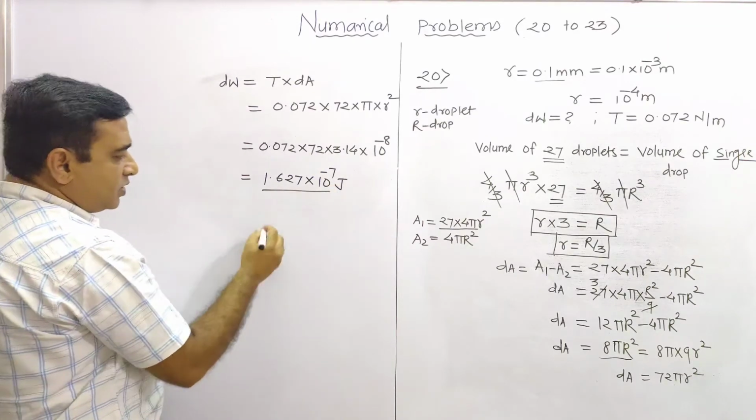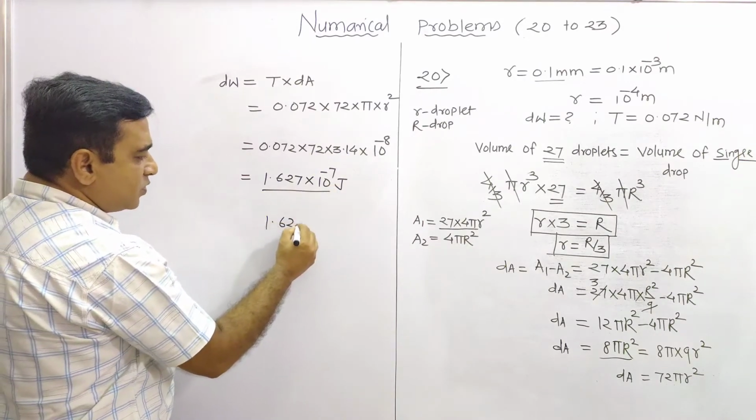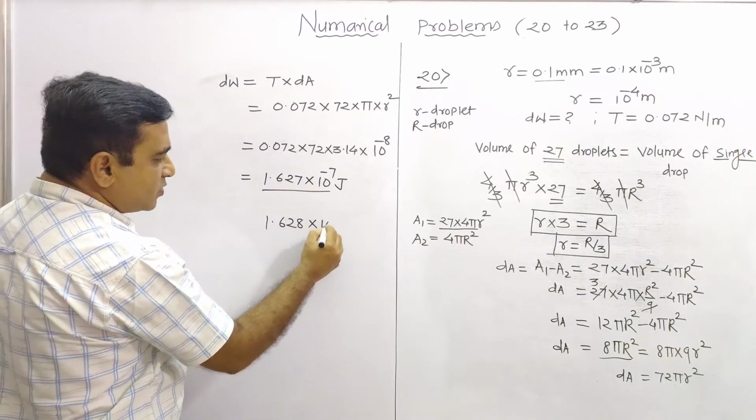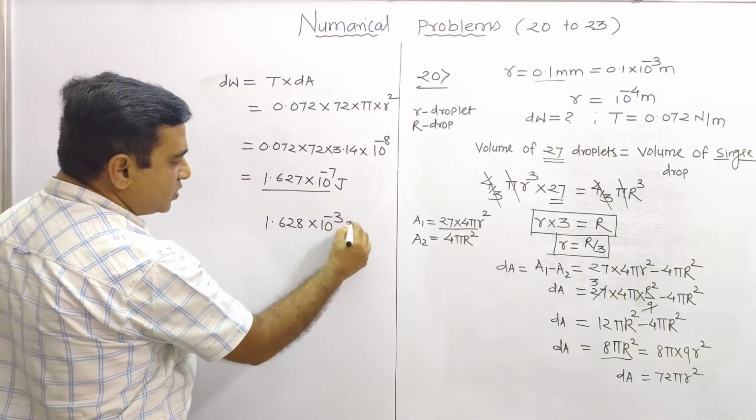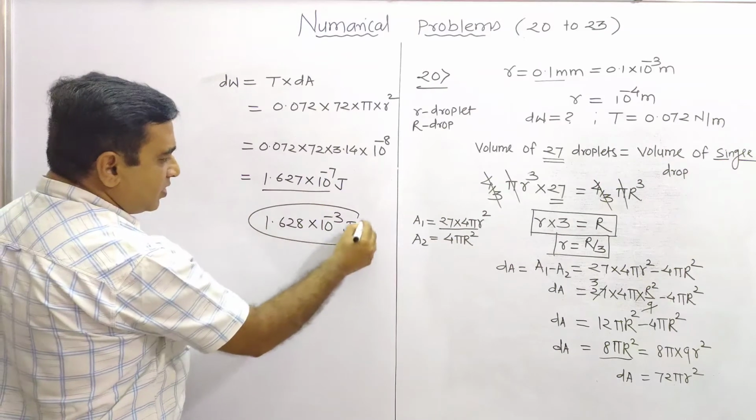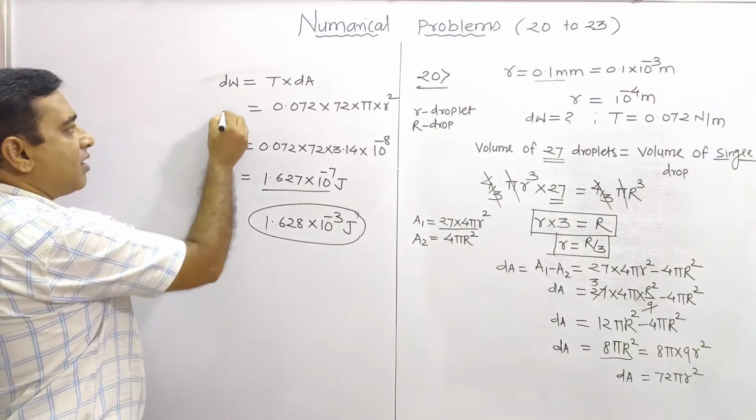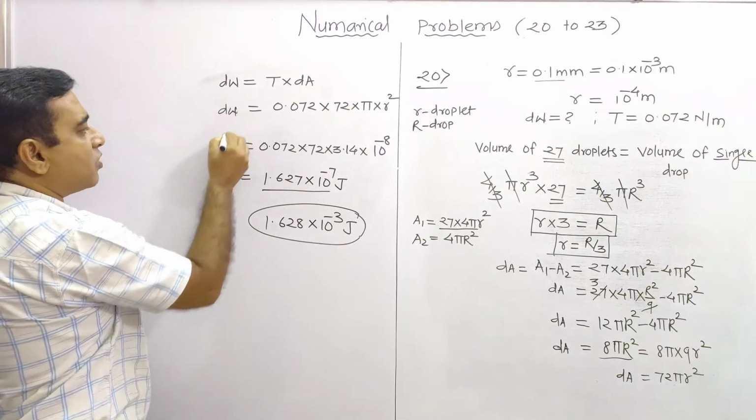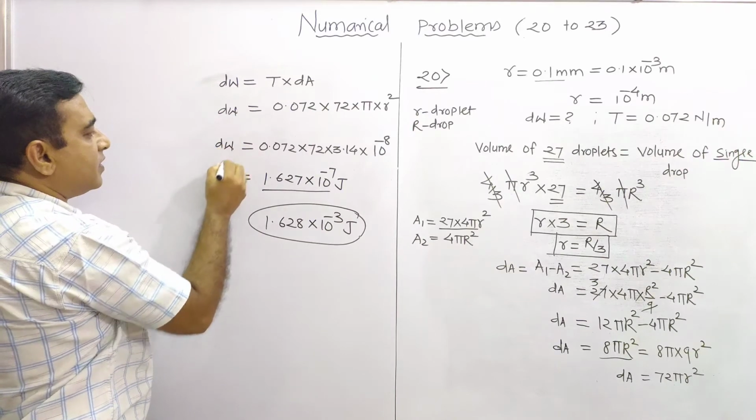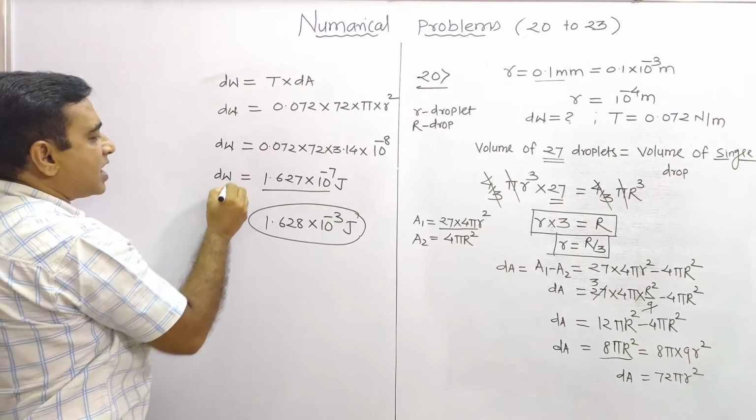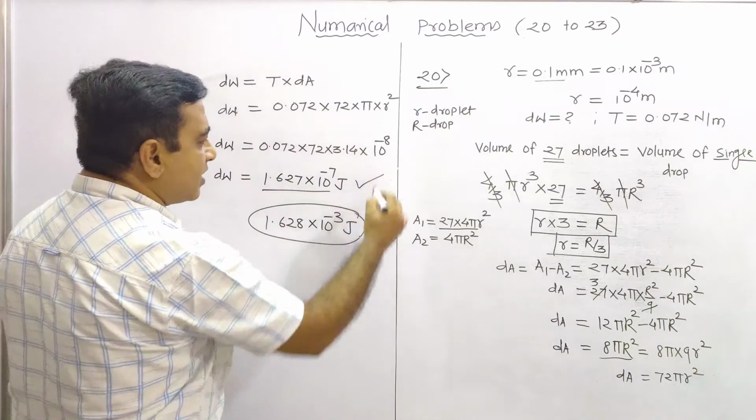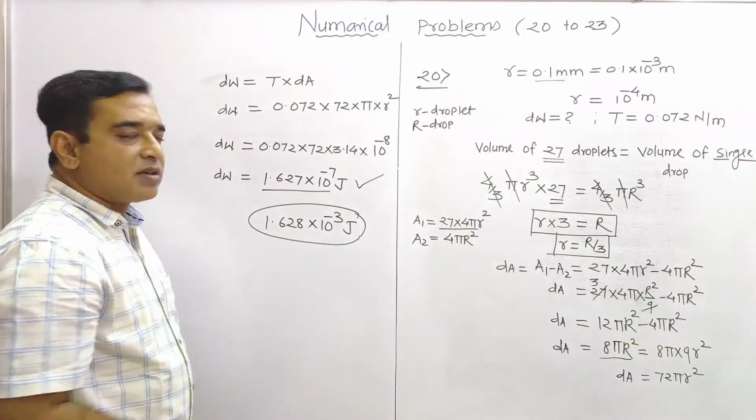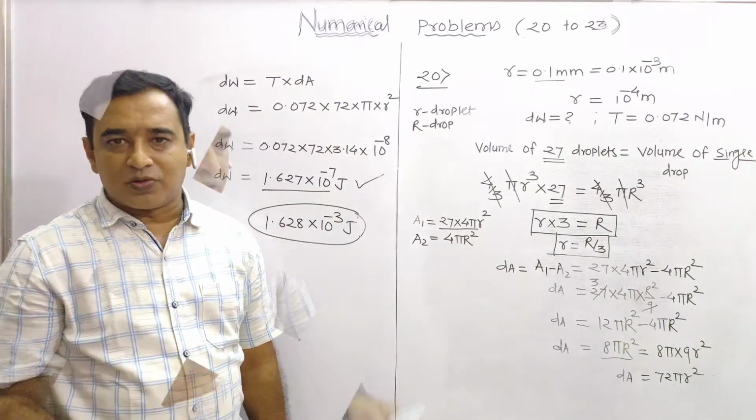But in the book, 1.628 into 10 raised to power minus 3 joule is given. But several times I have solved this problem and I got this answer finally. As per my knowledge, this is the correct answer. Maybe there is some sort of mistake in the Balbharati book.